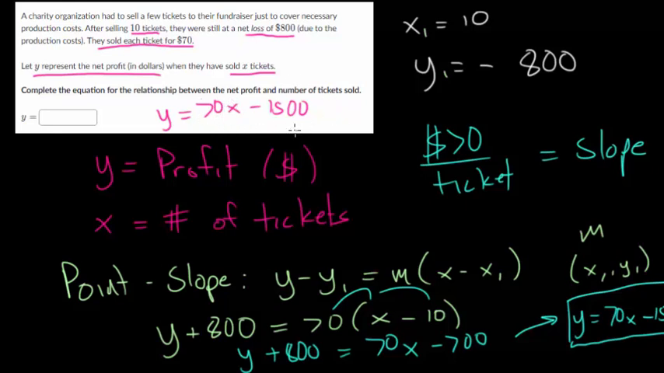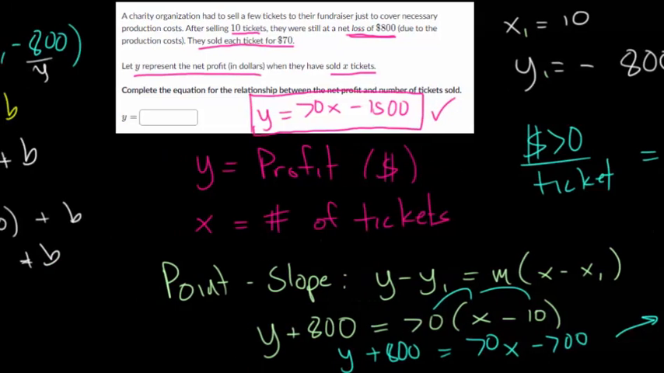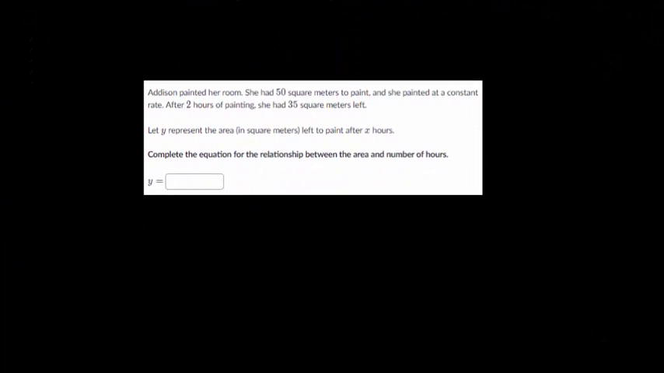But we also have this big production cost. So now let's check this other data point. After 10 tickets, they still had $800 in loss. So 70 times 10, if you plug that in, is 700 minus 1500, which would be that loss of $800. So we checked our work with the information that was given to us, and the equation made sense. So we can feel good that this is the correct answer. So let's keep going with these.